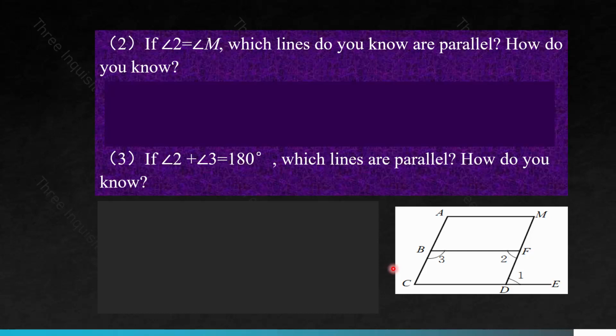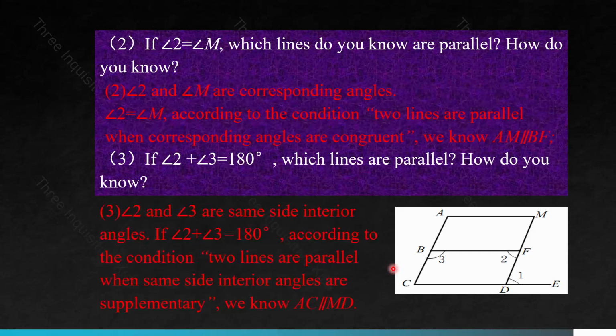Alright, so here are the two answers. Angle 2 and angle M are corresponding angles, as we can see in the figure. If angle 2 is equal to angle M, according to the condition, two lines are parallel when corresponding angles are congruent, we know that AM is parallel to BF. And for the third question, angles 2 and 3 are same side interior angles. If angle 2 plus angle 3 is equal to 180 degrees, according to the condition, two lines are parallel when same side interior angles are supplementary, we know that AC is parallel to MD.